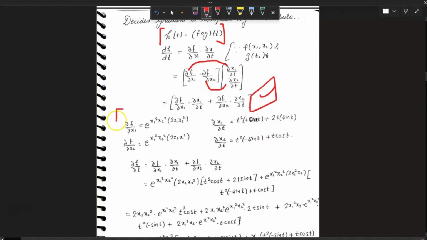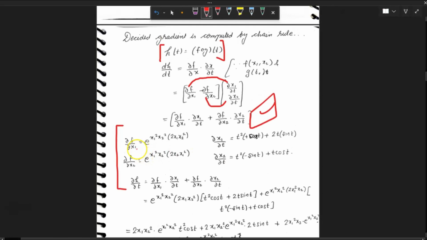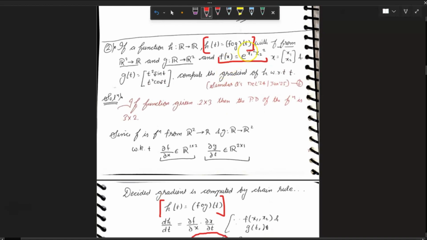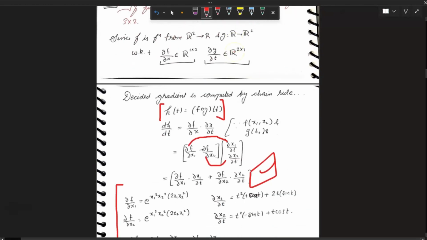Now you have to differentiate this function partially with respect to x1, differentiate with respect to t, differentiate with respect to x2, and differentiate with respect to t. So how to do it? Let's see. F is the function you have to differentiate with respect to x1. F is given as e raised to power x1 square x2 square. The derivative of e raised to power x is e raised to power x itself. So e raised to power x1 square x2 square, differentiated with respect to x1, gives 2x1 into x2 square further, because it's a chain differentiation.